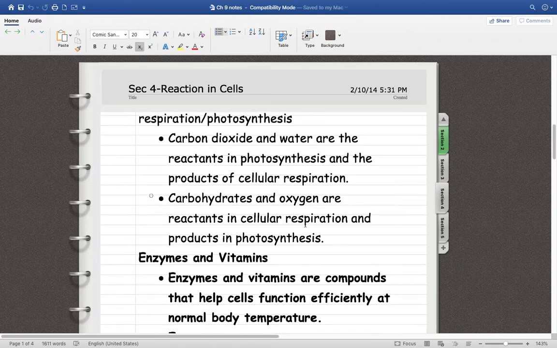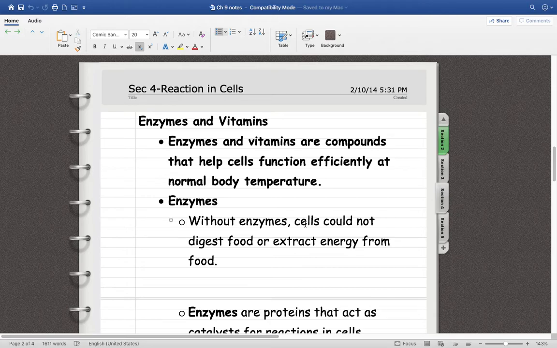Okay? All right, enzymes and vitamins. Enzymes and vitamins are compounds that help cells function efficiently at normal body temperature. Normally, if we want something to react faster, we heat it up. But we can't do that with our body. Our body has to stay at our normal body temperature. We can go up a couple degrees or down a couple degrees, but that's it. If you get too high of a fever, there are serious complications. So enzymes let all those cells function at our normal body temperature.